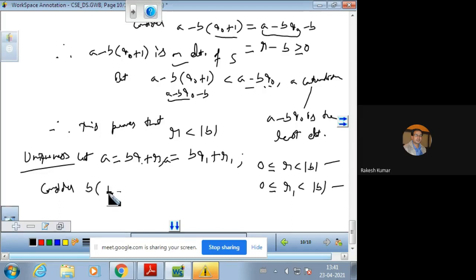सो b इंटू q माइनस q1, दैट इज a. What is the value of b? b can be written as a minus r minus a plus r1.